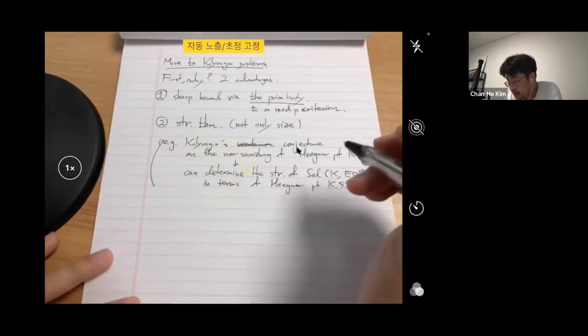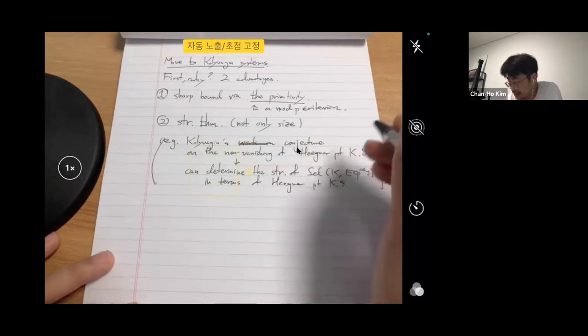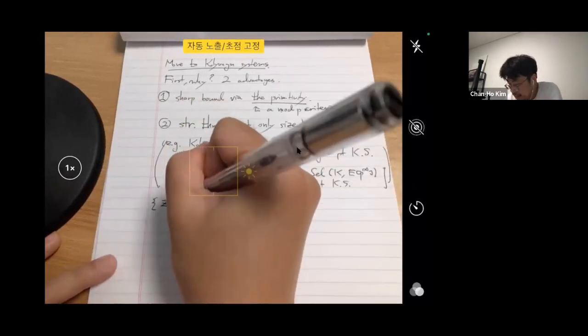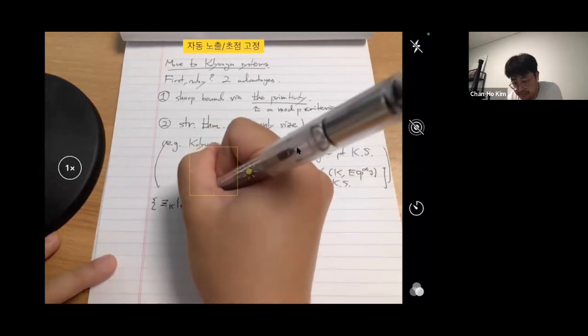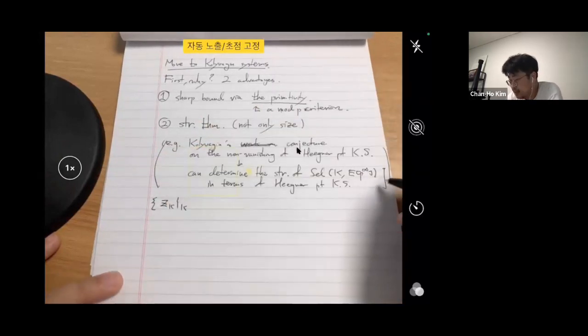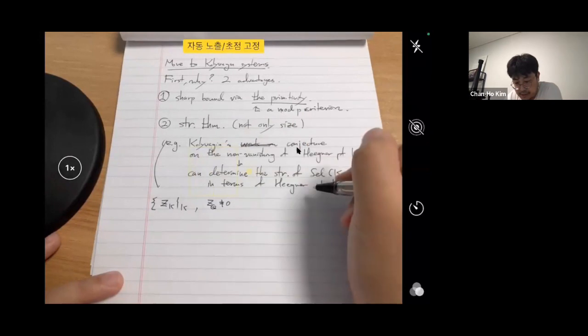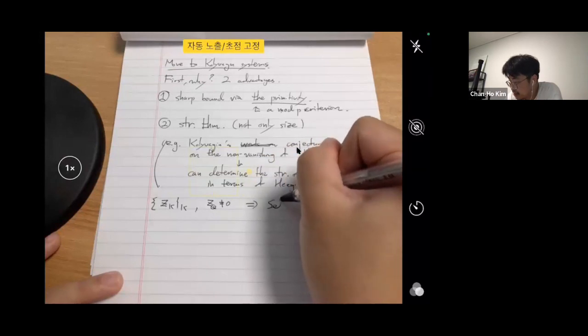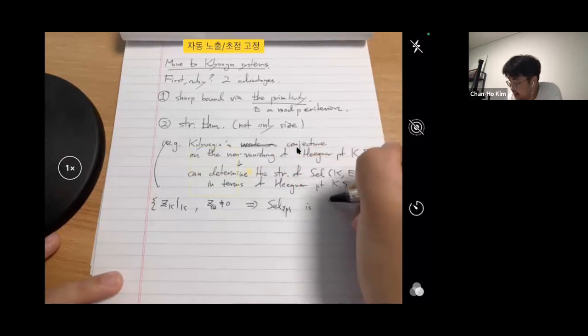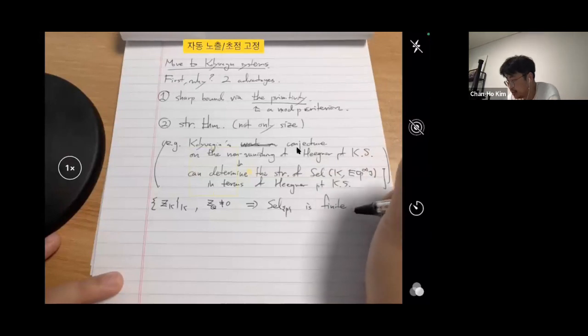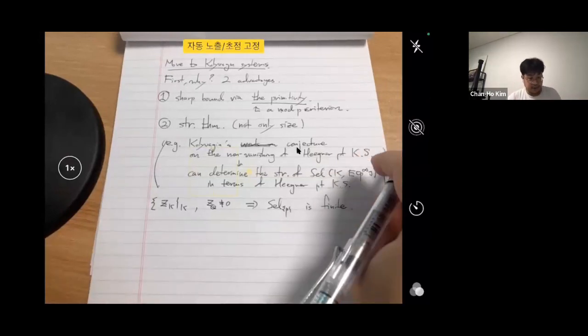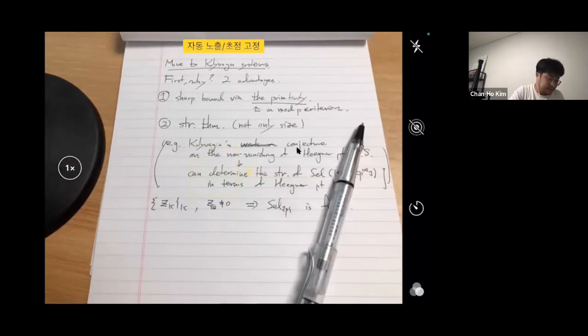So here's the one, the dramatic change. I have the Euler system, and let me assume my bottom class is non-zero. And what we've seen up to now is that it implies the P-strict Selmer group is finite. Right? This is the main result of the Euler system argument.